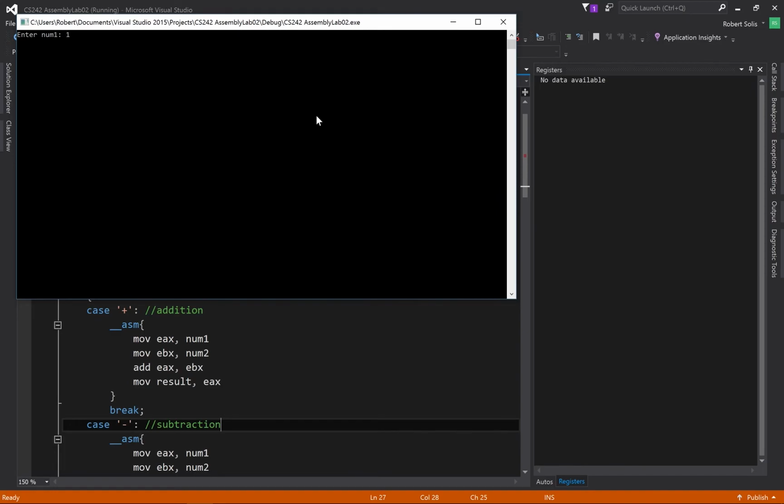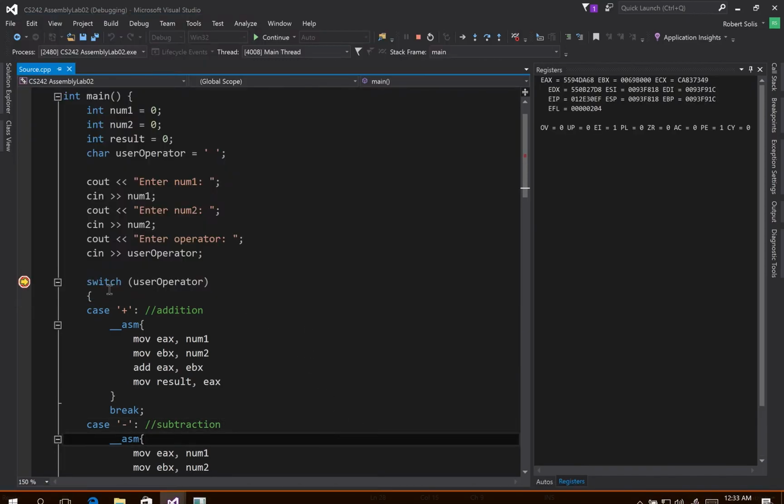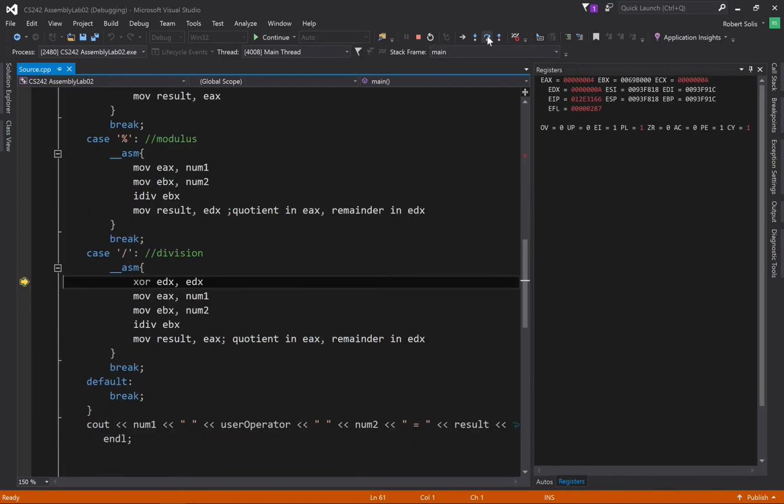Well, let's do this again. So 10, 5, and the division symbol. All right, so we've stopped over here at the switch. Now it's going to jump over here to that particular case where we have an inline assembly program. And so it looks like I'm using exclusive OR.